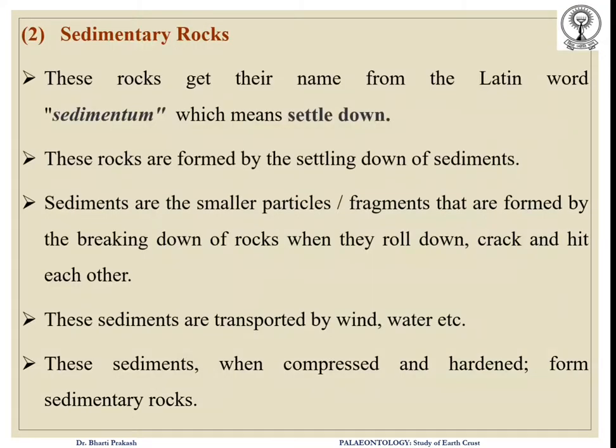Now the second rock that we will study is the sedimentary rocks. These rocks get their name from the Latin word sedimentum, which means to settle down. These rocks are formed by the settling down of sediments. The sediments are the smaller particles or fragments that are formed by the breaking down of rocks when they roll down, crack and hit each other. These sediments are transported by wind, water, etc. When compressed and hardened, they form sedimentary rocks.